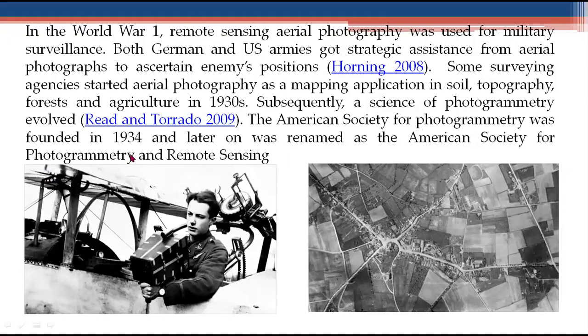Uske baad ek official platform mil gaya remote sensing ko. To sabse pehle US mein ek society bani, which was titled American Society for Photogrammetry, and later on it was renamed as American Society for Photogrammetry and Remote Sensing. To yahan pe ek official buniyad padi ke jo remote sensing pe kaam ho raha hai ya jo photography pe kaam ho raha hai usko ek system milaya jaye aur us pe aage jo bhi tahqeeq ho aur us pe improvement bhi lai jaye.